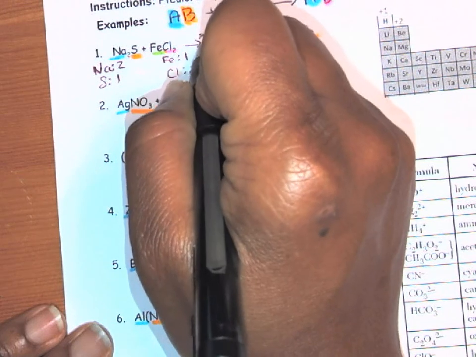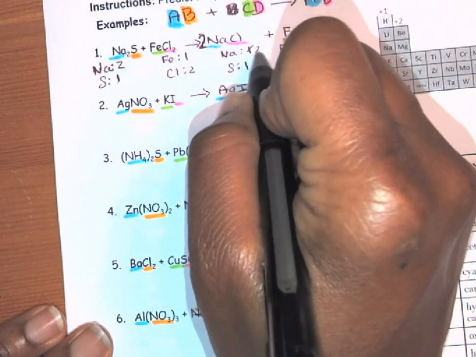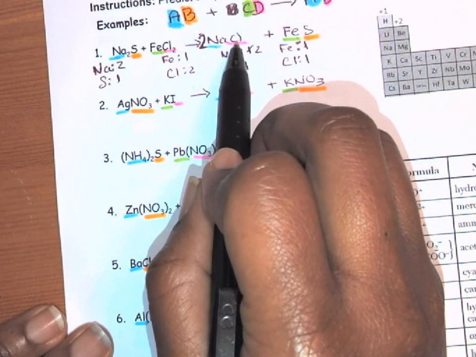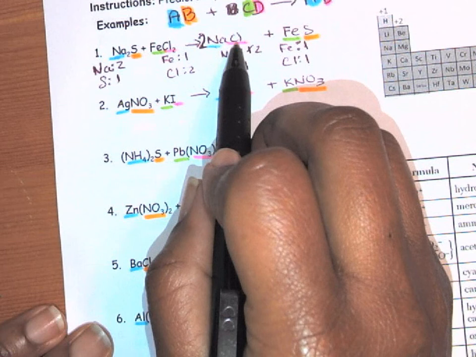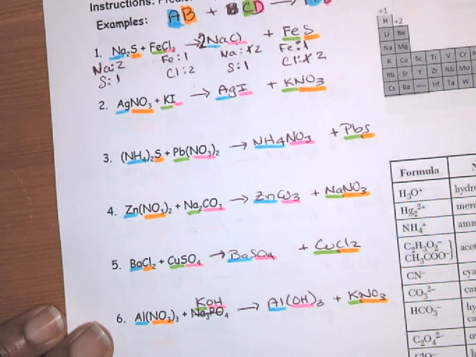That means I have 2 sodiums. So that changes the number of sodiums to 2. I have 2 sodiums. And since this compound also has chlorine in it as well, I have to change the number of chlorines to 2, since I have 2 sodium chlorides, okay?